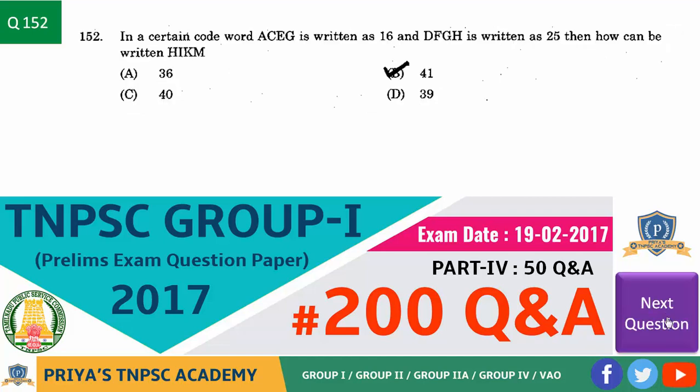In a certain code, word ACEG is written as 16 and DFGH is written as 25. Then how can HIKM be written? The answer is option B, 41.